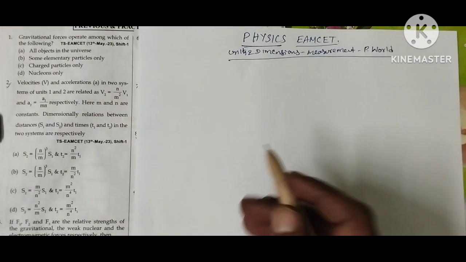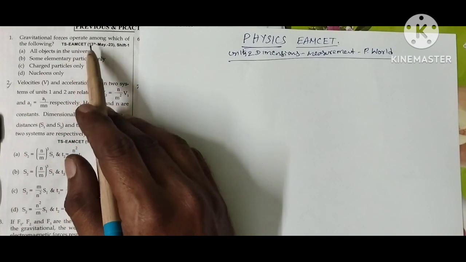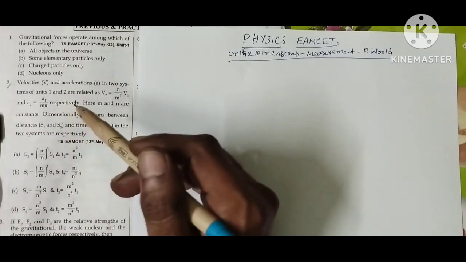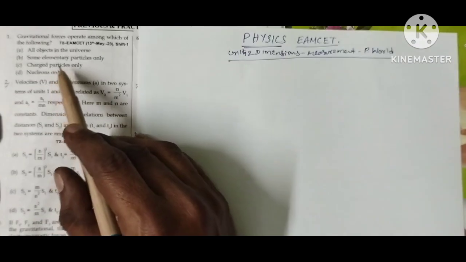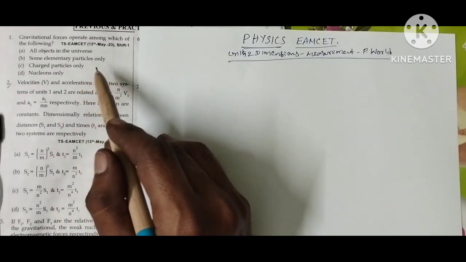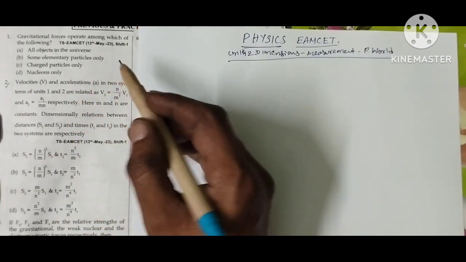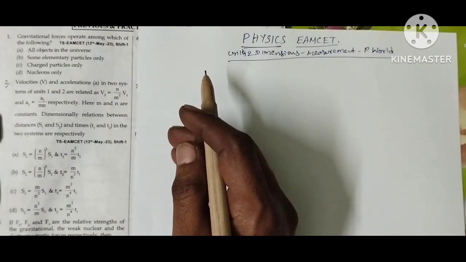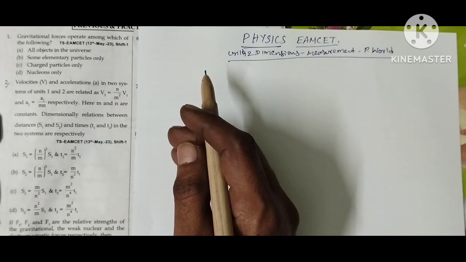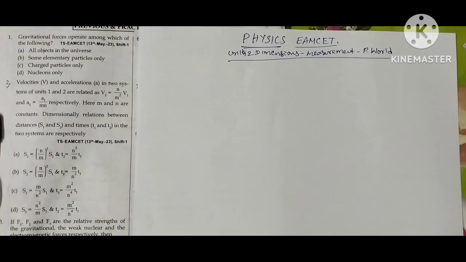The first question is: gravitational forces operate among which of the following? Options: all objects in the universe, same elementary particles, some elementary particles only, charged particles only, nucleons only. Actually, gravitational force is an attraction force, so it operates for all objects in the universe. So the answer will be A.